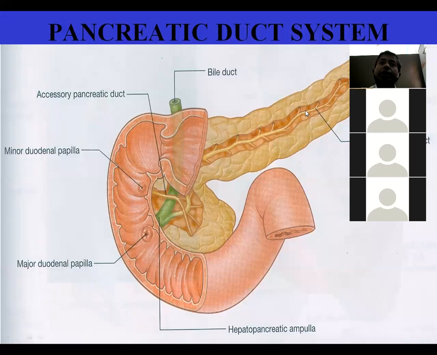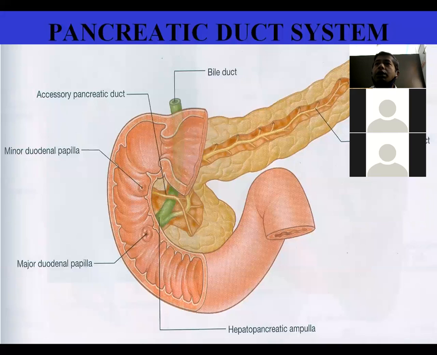It joins with the hepatic duct to form a hepatopancreatic dilatation known as the hepatopancreatic ampulla, and it opens into the duodenum 10 centimeters below the pylorus at the major duodenal papilla, whereas this is known as the accessory pancreatic duct, which opens about 7 centimeters below the pylorus.